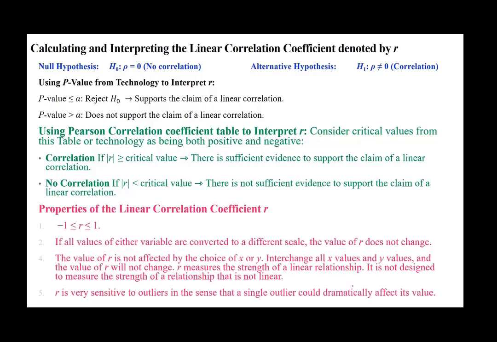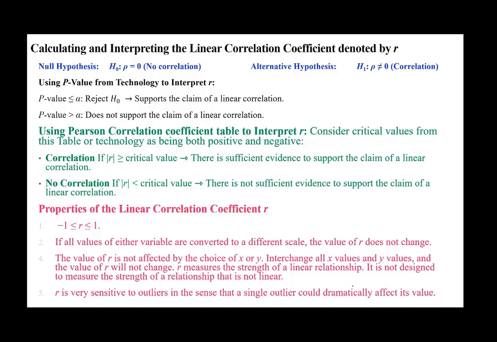That's the idea. Properties of the linear correlation coefficient are: -1 is less than or equal to R, less than or equal to 1. If all values of either variable are converted to a different scale, the value of R does not change. The value of R is not affected by the choice of X or Y. Interchange all X values and Y values, and the value of R will not change. R measures the strength of a linear relationship. It is not designed to measure the strength of a relationship that is not linear. R is very sensitive to outliers in the sense that a single outlier could dramatically affect its value.